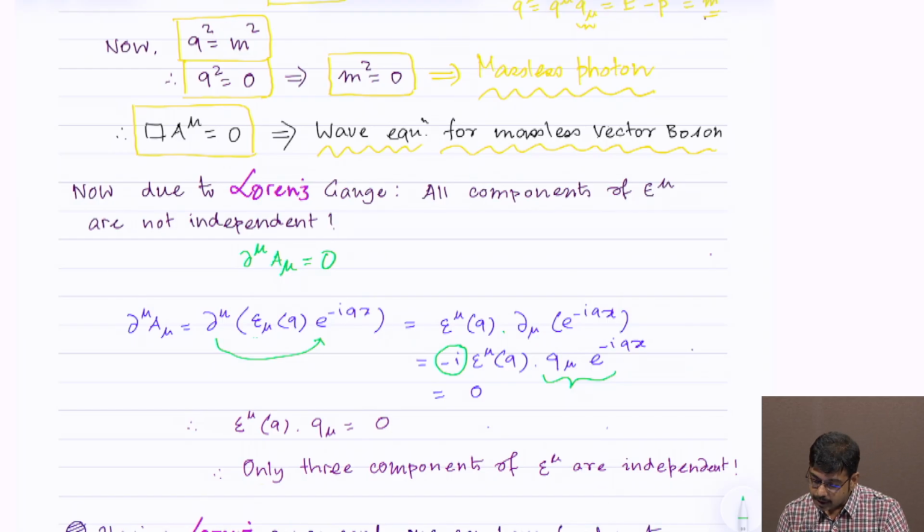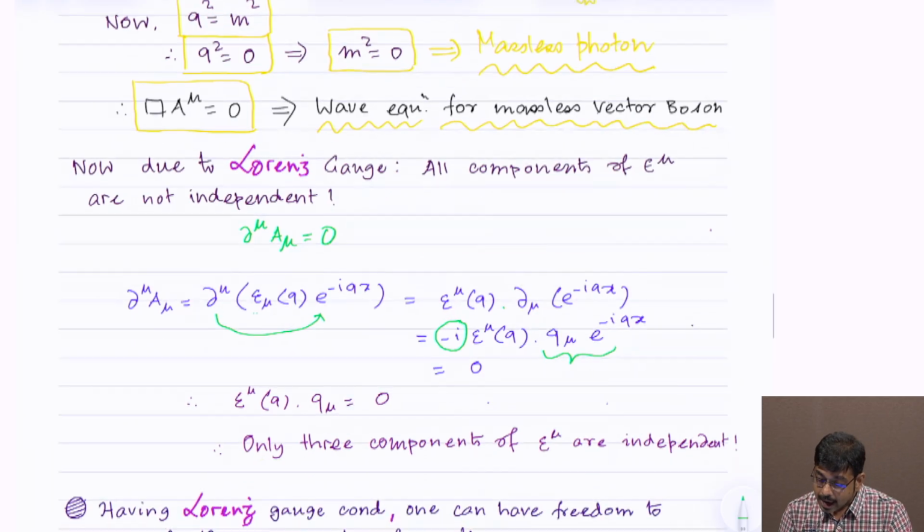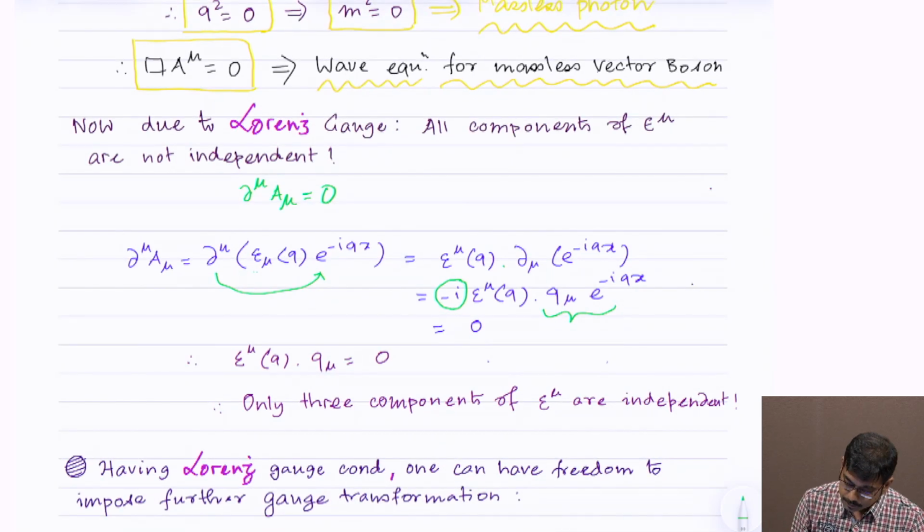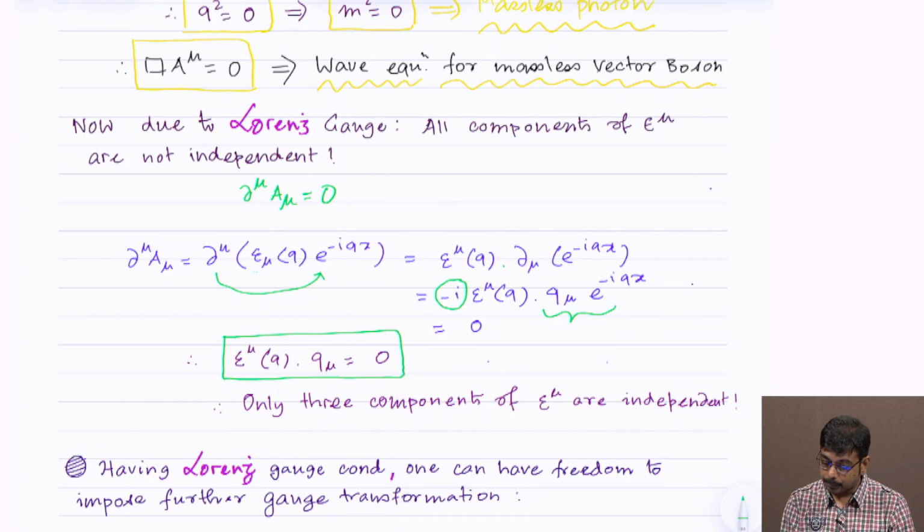So, therefore, this has to be equal to 0. Now, if this quantity is equal to 0, I cannot say e to the power minus I q x equal to 0. That will be once again a trivial solution to have the field equal to 0. It makes no sense. So, this basically tells you that epsilon mu q dot q mu must be equal to 0. So, it basically says that not all the components of the polarization vector are actually independent.